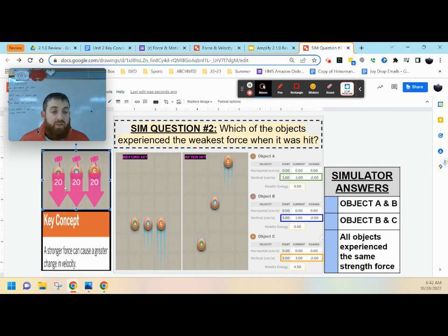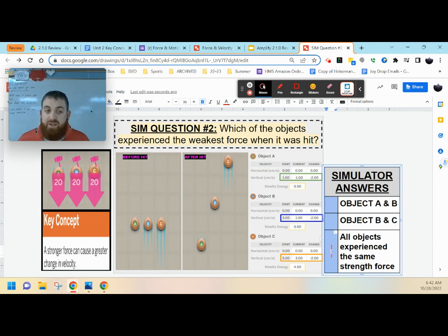And we can see that here when we look at the sim and what it took for each of our objects to change their velocity, as we see here. Each of them had the same strength force, which resulted in the same change in their velocity. Though their velocity is different before and after, and though the direction might have changed, the strength of the force is the same. So the best choice would be the last choice.